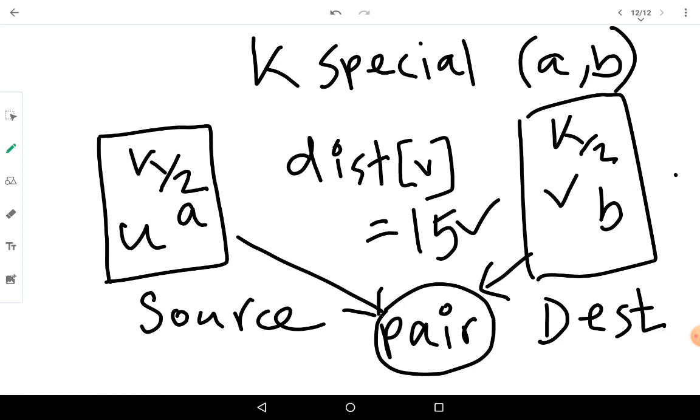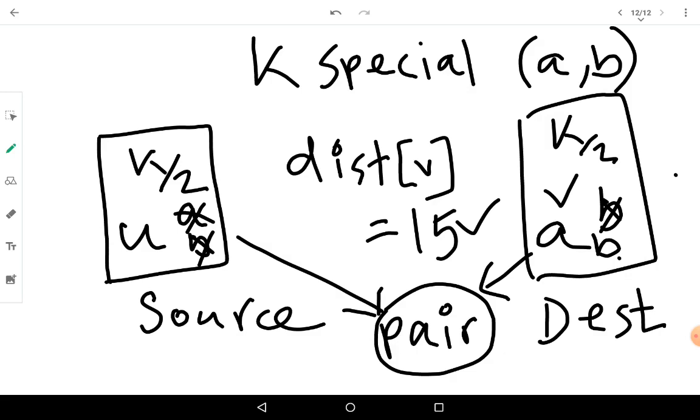Even if A was in the destination set, but B was in the source set, even then we'll get our required answer. But what if both A and B were in the destination set? In that case, we're definitely not going to get our required answer, because both A and B are in the destination set. So we will get a wrong answer in this case.